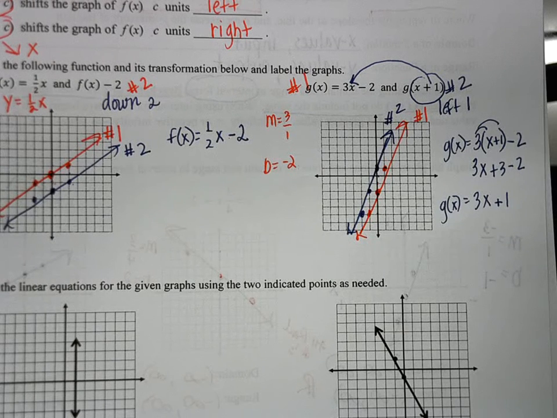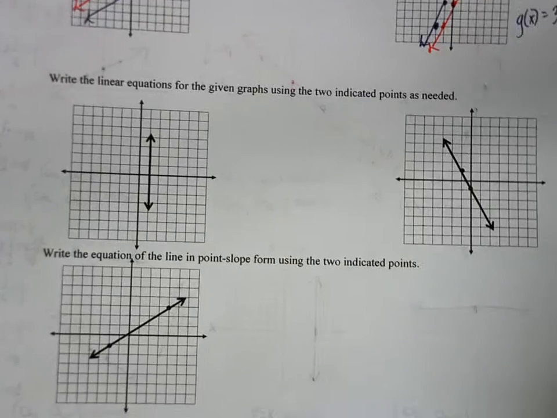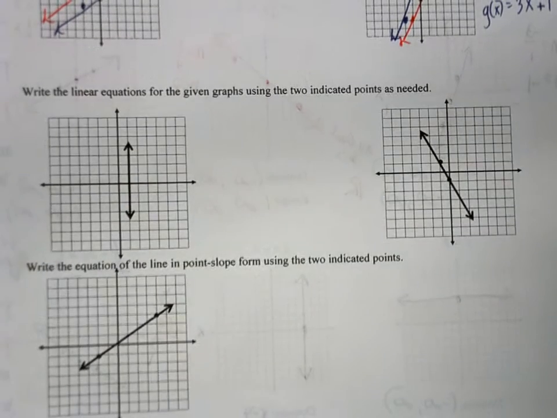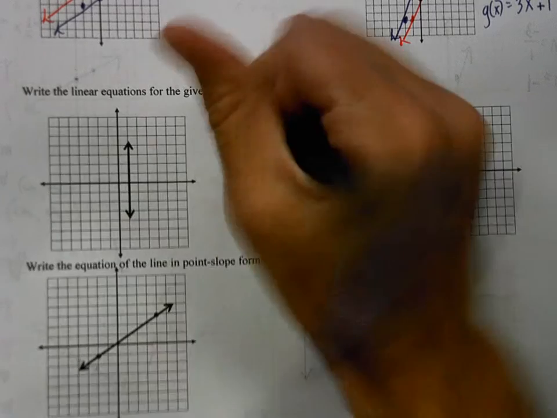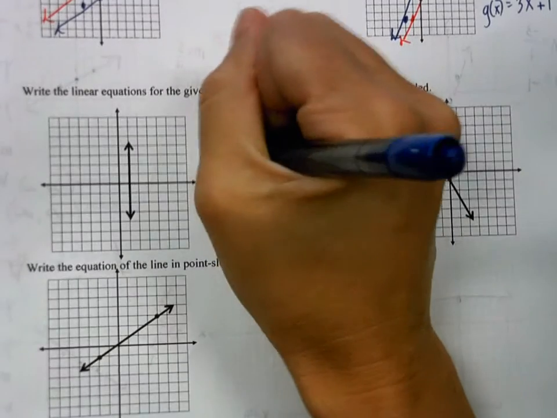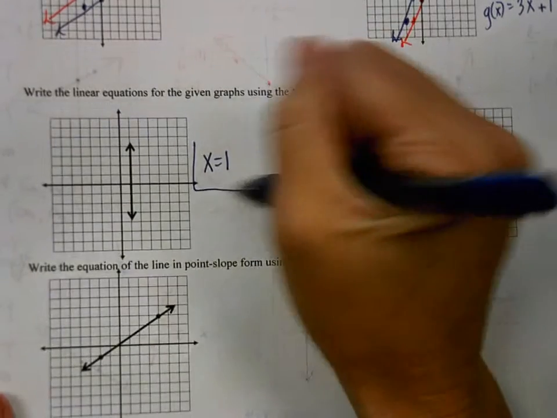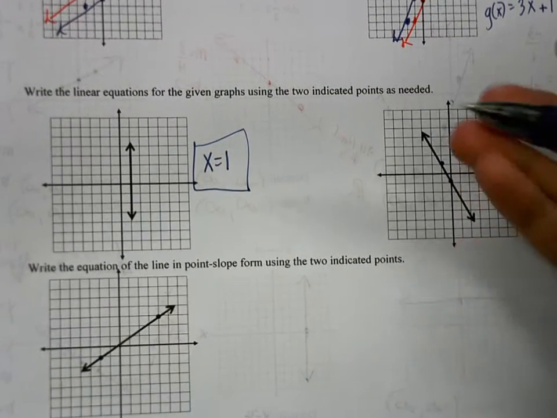Okay, this next part, they want you to write the linear equation for the given graphs. So let's see if you guys can remember, how would you write that equation for that line? X equals 1. Very good. X equals 1 is correct. There's not any other way of writing that one. X equals 1 is your answer. Okay, they didn't tell us specifically what way to write these lines.